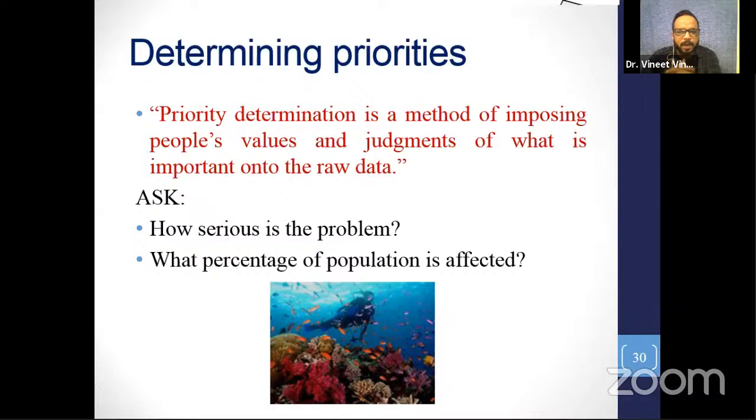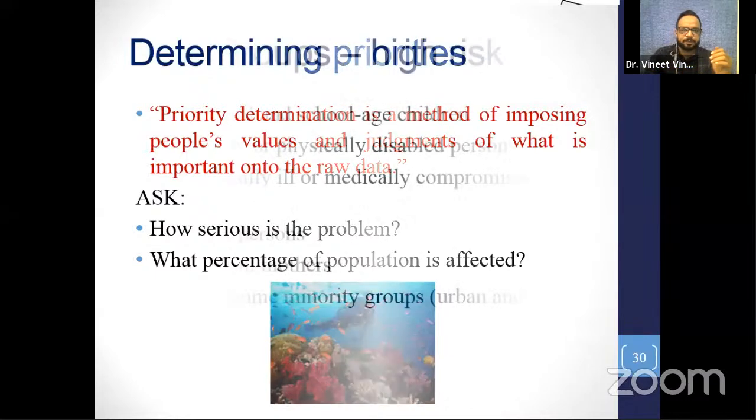You have to make a program according to that. And you have to look at the percentage of population affected. So you have to see what is the percentage of population affected with oral cancer, what is the percentage of population affected with dental caries, and on the basis of that, you have to conduct a program.